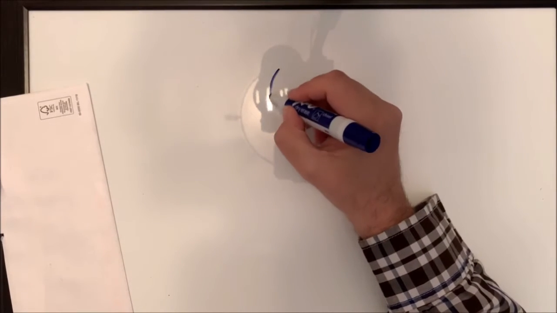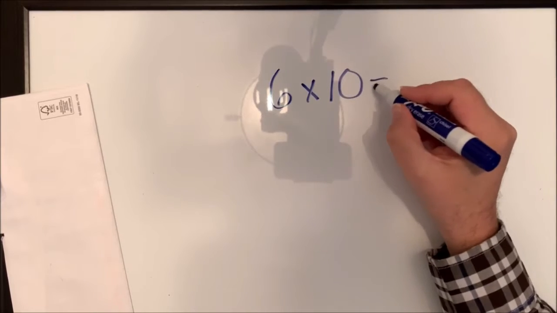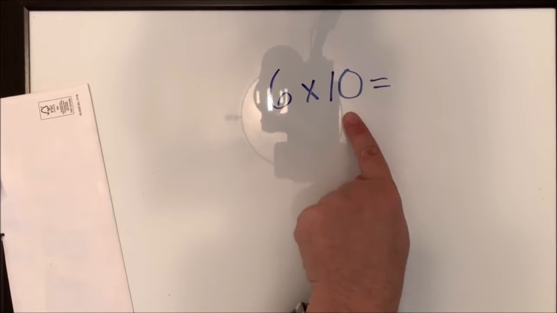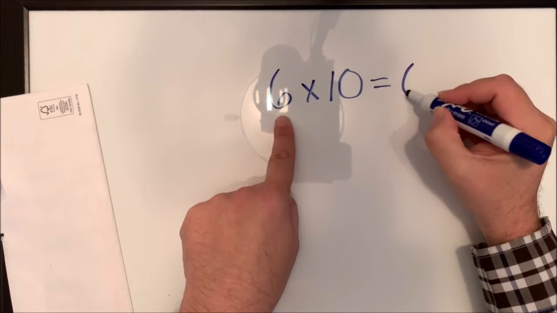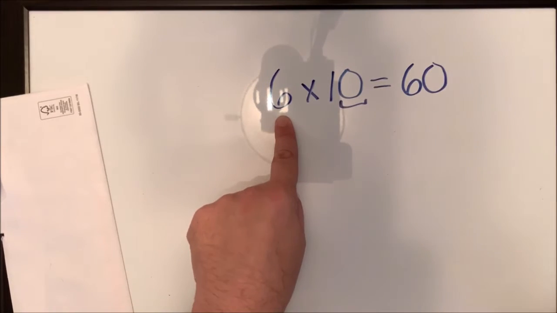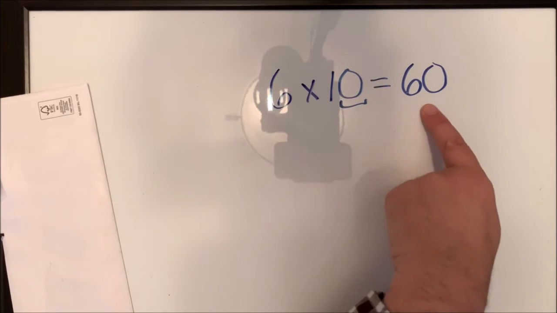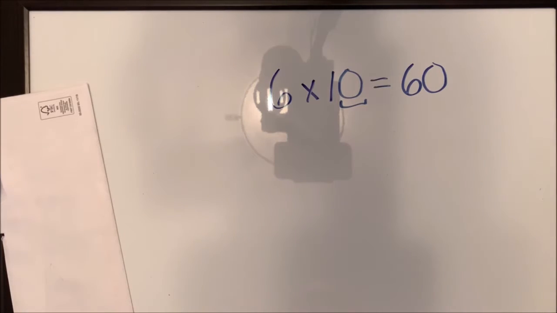So we learned, just to recap, that if I'm multiplying any number by 10, I just take the first number, which is 6, and I add a 0, because I have 6 groups of 10. So 10 plus 10 plus 10 plus 10 plus 10 plus 10, which is 60. Right? So 10, 20, 30, 40, 50, 60, counting by tens.